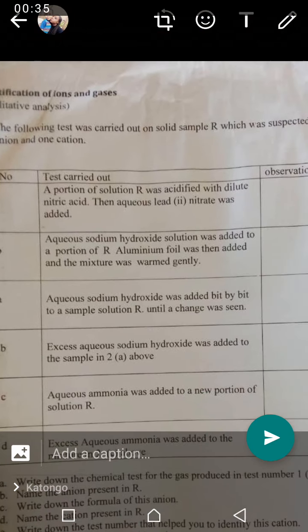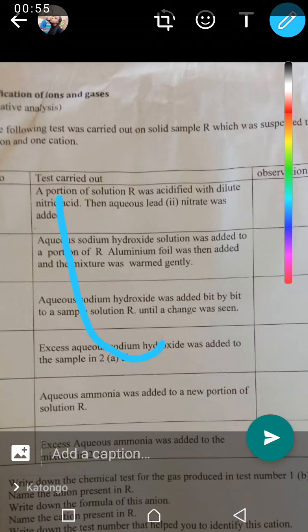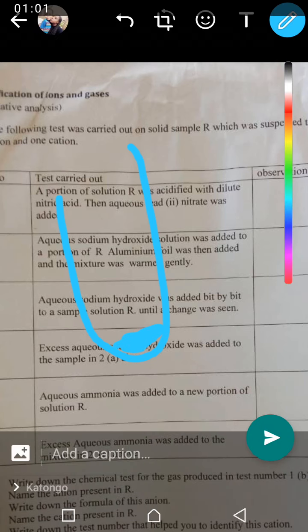Now, the question is simple. It's saying a portion of solution R was acidified with dilute nitric acid. Then aqueous lead nitrate was added. So it means you're going to find test tubes in the lab. For example, the test tube looks like this, okay? And what is in the test tube here? It is a portion of solution R.